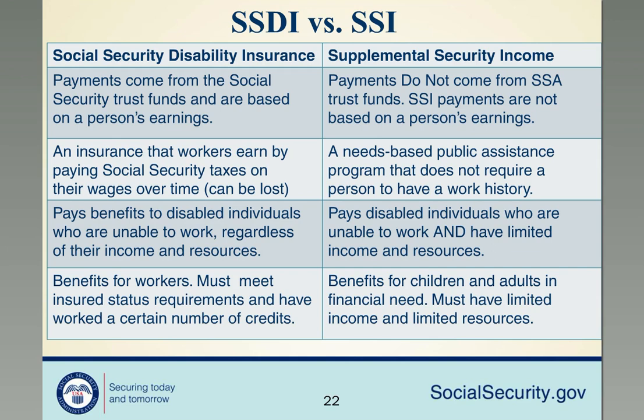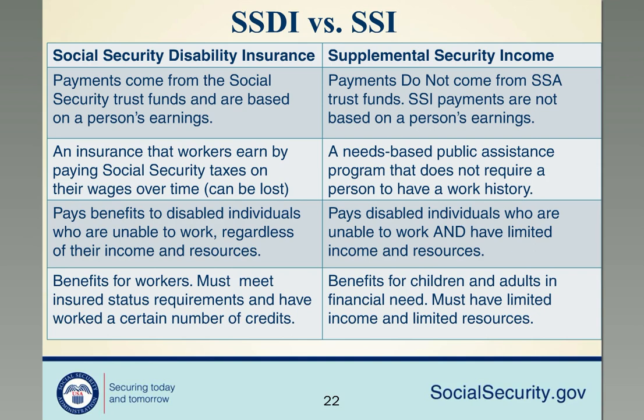SSI, on the other hand, is a needs-based public assistance program that does not require a person to have worked. So you may never have worked, and you might qualify for this needs-based assistance program. Social Security disability pays benefits to disabled individuals who are unable to work regardless of their income and resources. Doesn't matter. If you've worked and you have $1 million sitting in the bank, you could still qualify for this program. It's all based on the work that you have done.